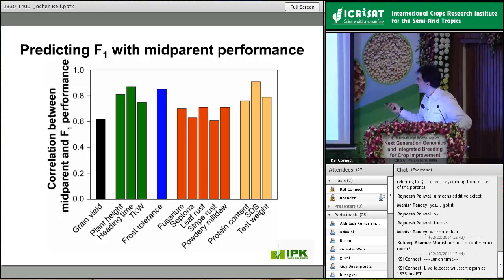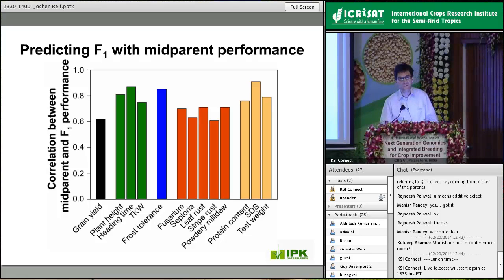For frost tolerance, it was also quite high. For the diseases, it was also in an acceptable range. And the lowest value was observed, and this is also expected, for grain yield. There you expect the highest degree of dominance, and therefore also the lowest correlation between the mid-parent and the F1 performance.